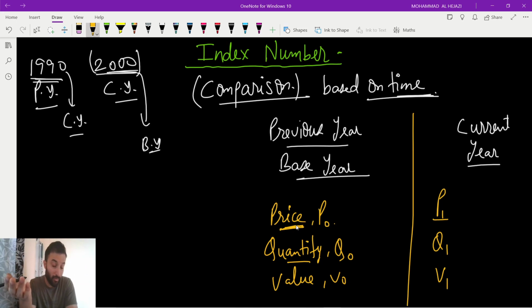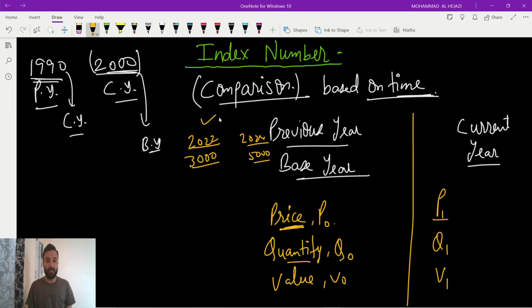Price means the price of any product, right? So the price of any product in the previous year, how much it was, and in the current year. Suppose the price of anything like a t-shirt or shoes. In 2022, the price of those shoes is 3,000. Now in 2024 the price of those shoes becomes 5,000. So this is the comparison from the previous year to the current year based upon price. Price means any product's or article's price.